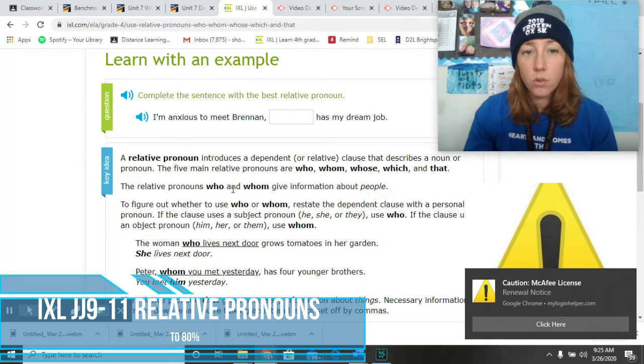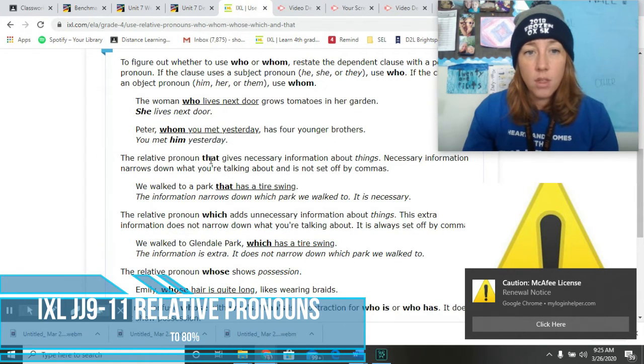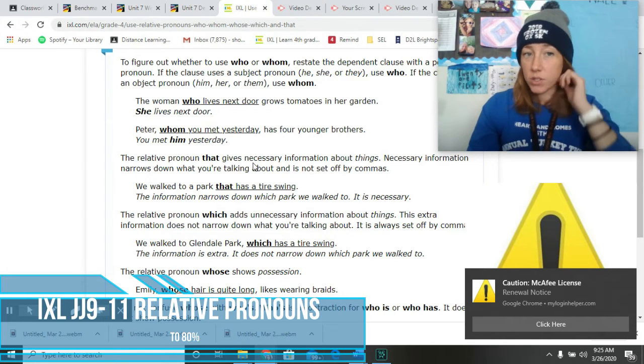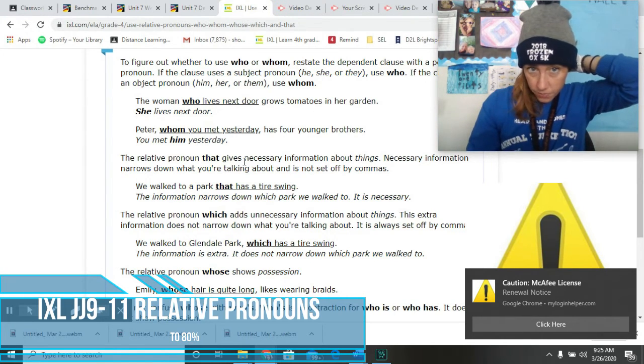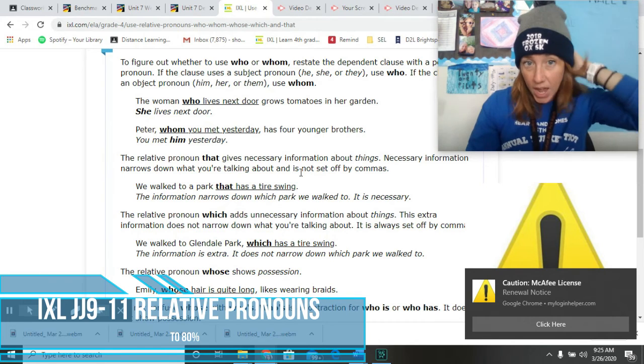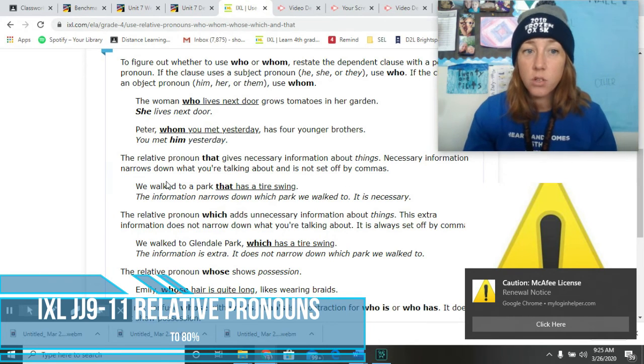So we talked about who and whom already. That gives necessary information about things. Necessary information narrows down what you're talking about and is not set off by commas. So we walk to a park that has a tire swing.